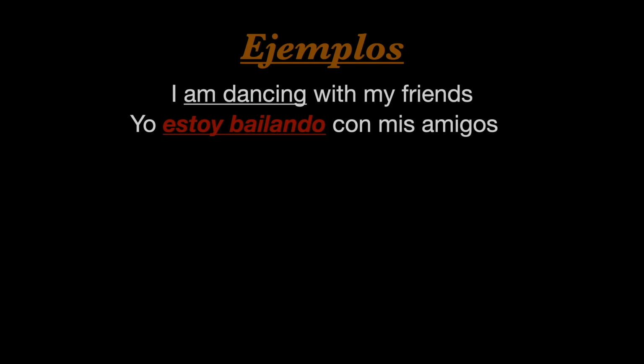So let us constitute some sentences. Now I am dancing with my friends. In this case, I am dancing is the verb which is in present continuous tense or the present progressive tense. The Spanish equivalent is yo estoy bailando con mis amigos. Estar is conjugated as per the subject pronoun yo, estoy, and bailar is the infinitive for to dance. So we are adding ando to bail. So that is yo estoy bailando con mis amigos.